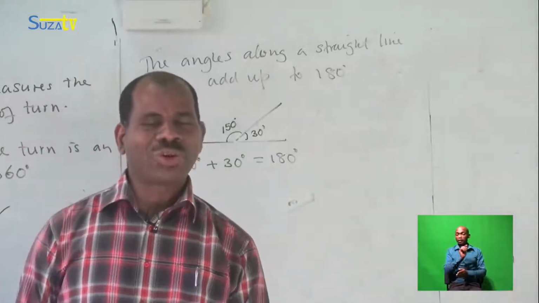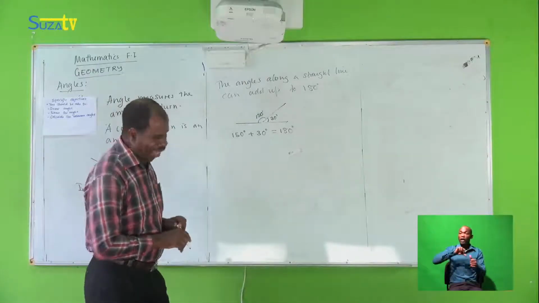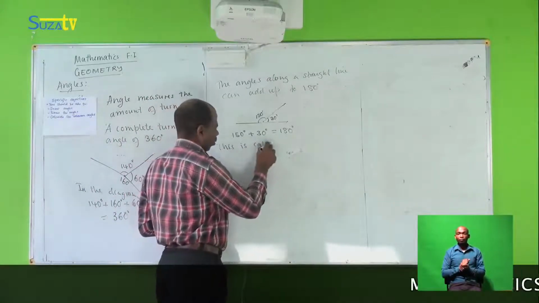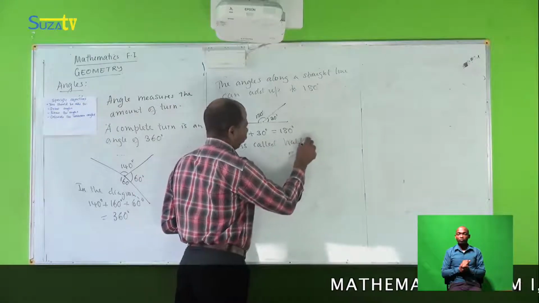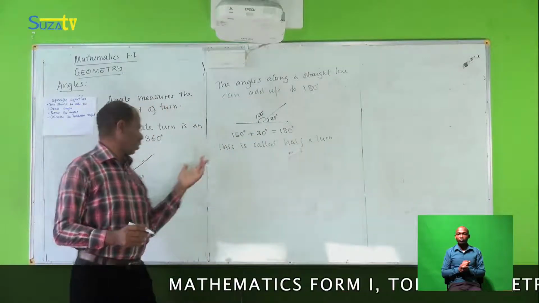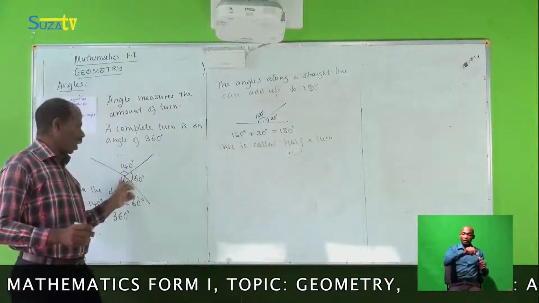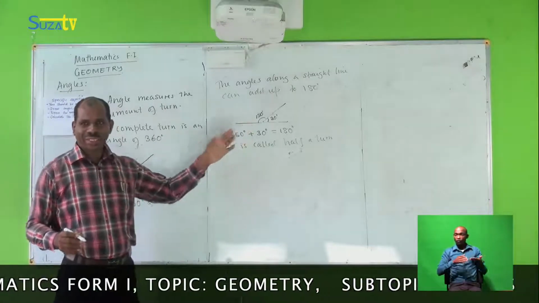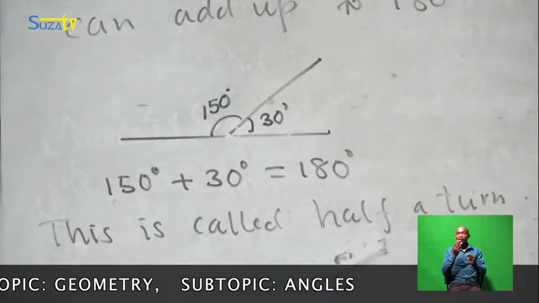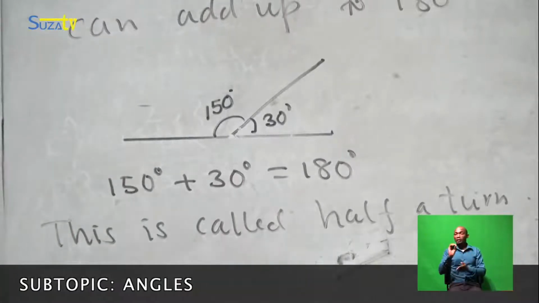It is also called the half turn. This is called a half turn. Half a turn means the same as 360 degrees divided by 2, which adds up to 180 degrees.